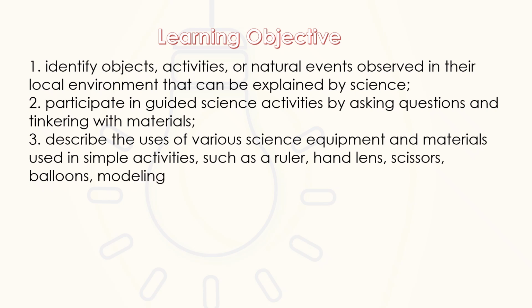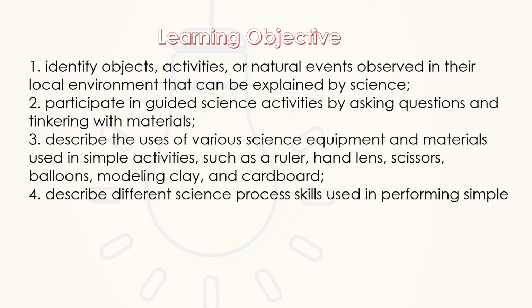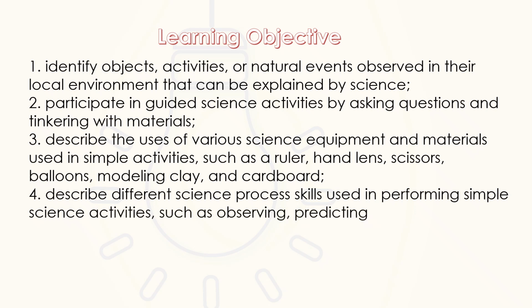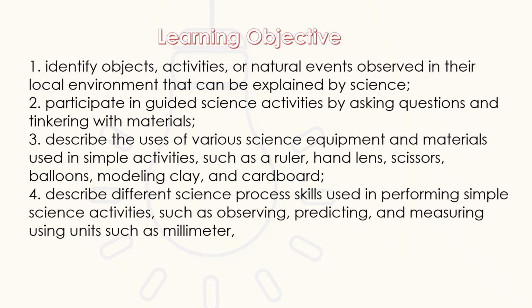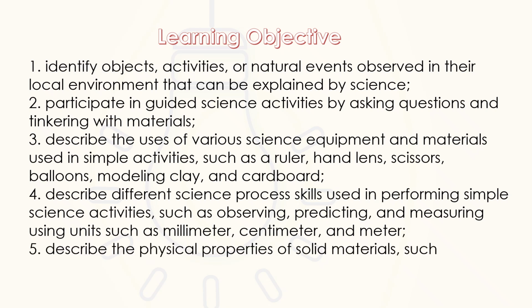3. Describe the uses of various science equipment and materials used in simple activities such as ruler, hand lens, scissors, balloon, modeling clay, and cardboard. 4. Describe different science process skills used in performing simple science activities such as observing, predicting, and measuring using units such as millimeter, centimeter, and meter. 5. Describe the physical properties of solid materials such as hard, shiny, or stretchable. Are you ready, kids? Let's go!